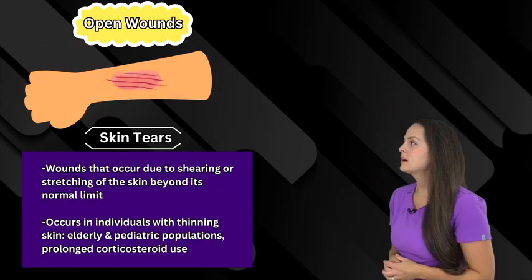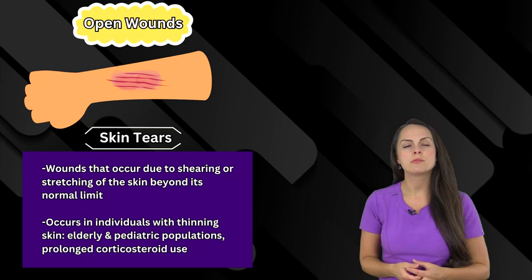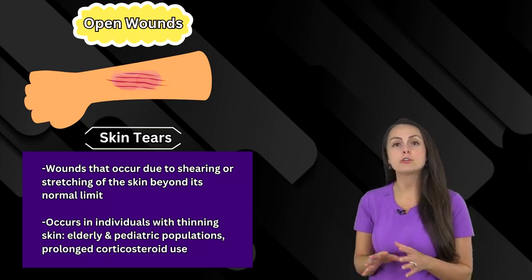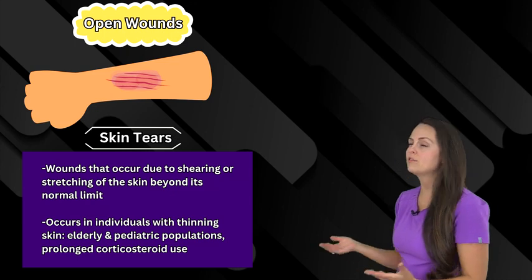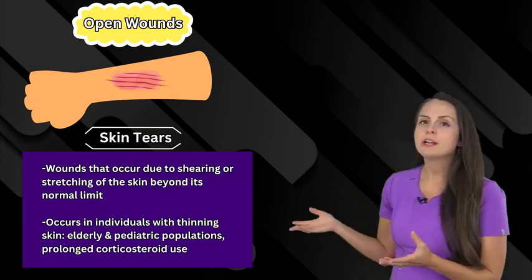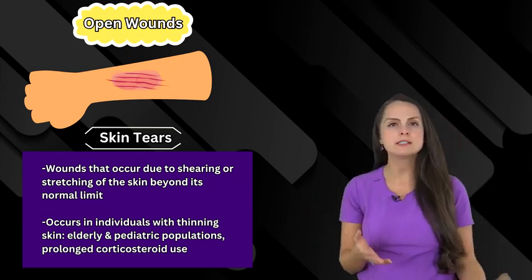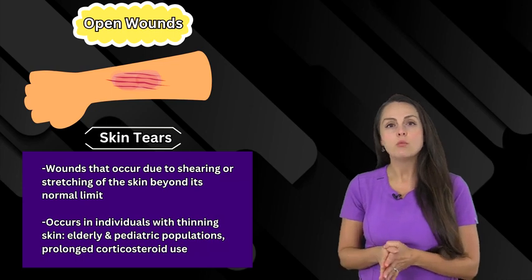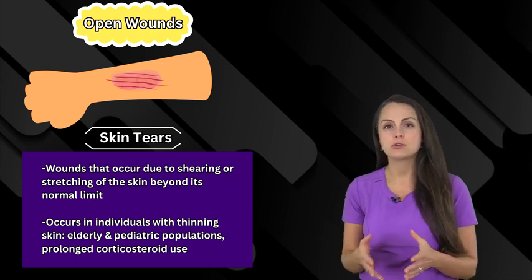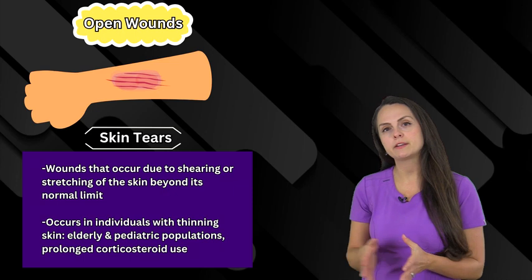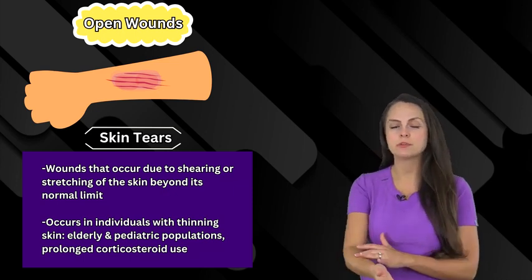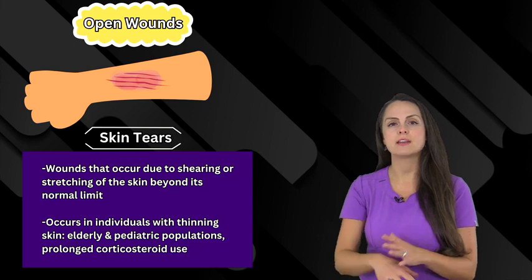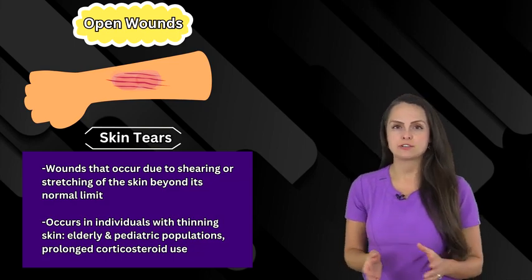Next are skin tears, and these are a type of skin wound that occurs because we have shearing or stretching of the skin beyond its limit, which leads to tears or flaps in the skin. And this can occur in patient populations who are experiencing thinning or fragile skin, which is common whenever a patient is using corticosteroids over a long period of time, or an elderly patient, because as we age, we lose the subcutaneous fat under our skin and we have less collagen, or the pediatric population.